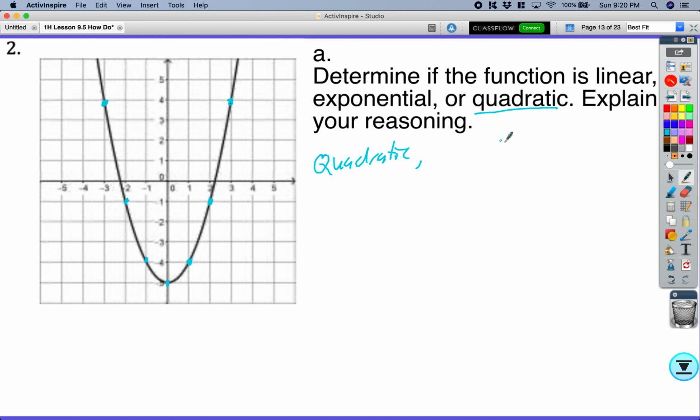And I know it's quadratic because the graph is a parabola. Perfect.